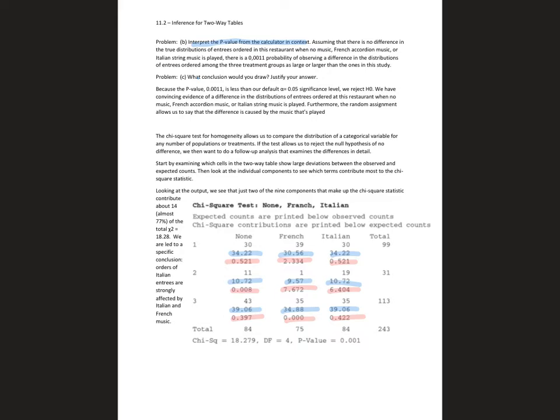So when you take a look, there are really two cells that stand out, and that's the cell right here and this cell. Those guys greatly affect our chi-squared statistic. And you just see that over here that we are led to the conclusion of orders: Italian entrees are strongly affected by Italian and French music. So that was our second row, when the music was playing, what entrees were ordered, and those guys contribute the most to our chi-squared value.